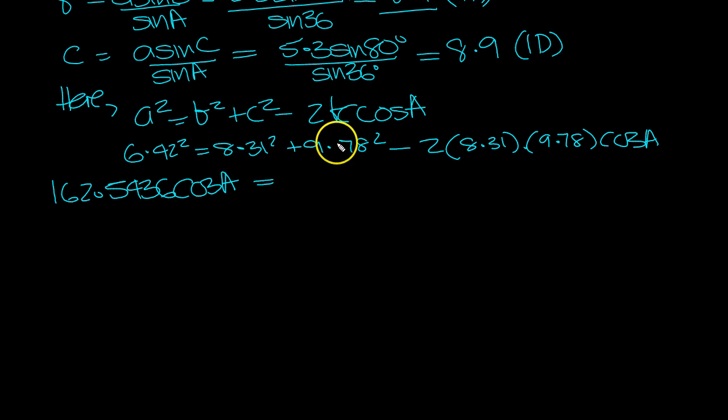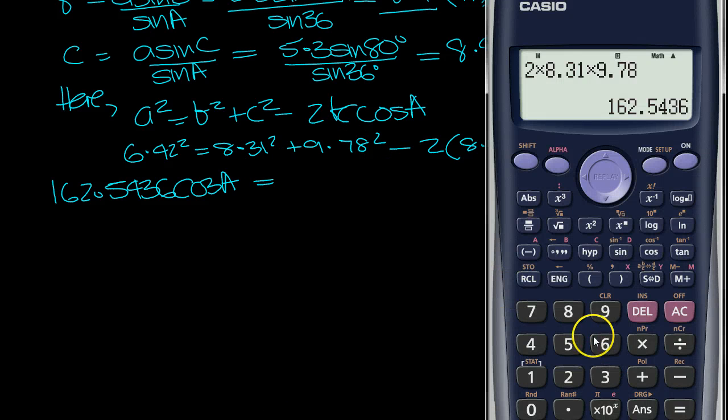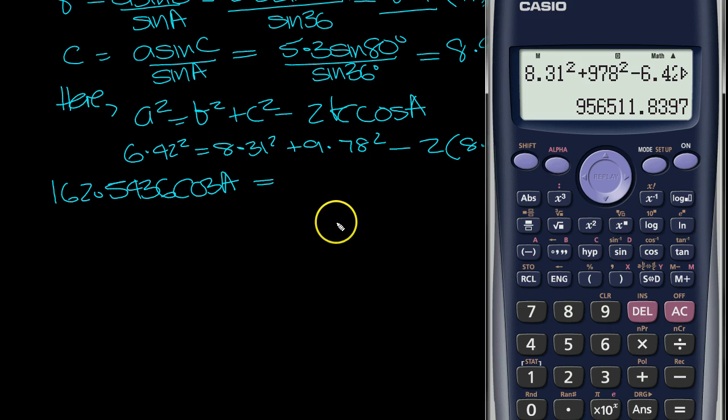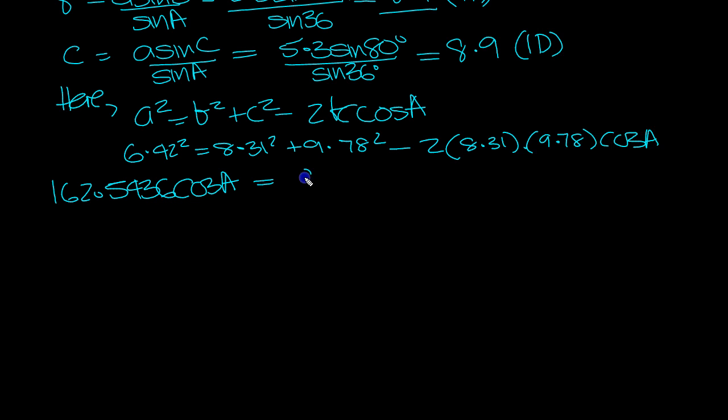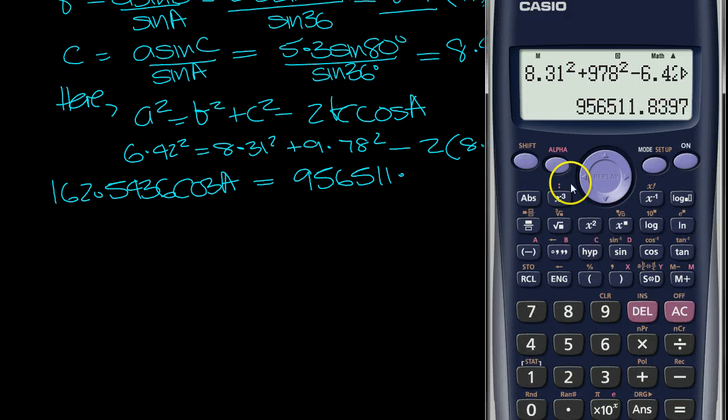is equal to, and this will be 8.31 squared plus this minus this, so I'm going to do that in one fell swoop on the calculator. 8.31 squared plus 9.78 squared. And then I'm going to move this over as well, minus 6.42 squared. 956511.8397.